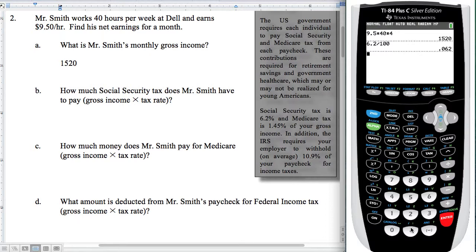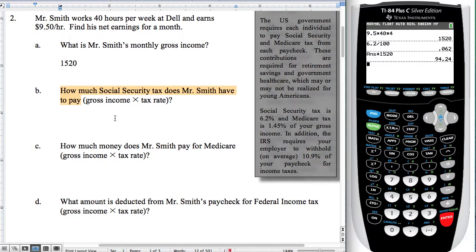So very much like a sales tax rate. It might say 8.25. Well, that's really 0.0825 cents per dollar. So we're going to take that tax rate and we're going to multiply it by his gross wages for the month. And we get $94.24. So let's type that in.